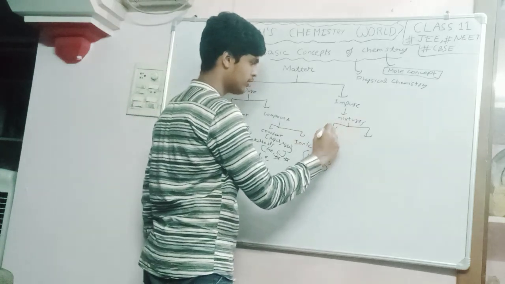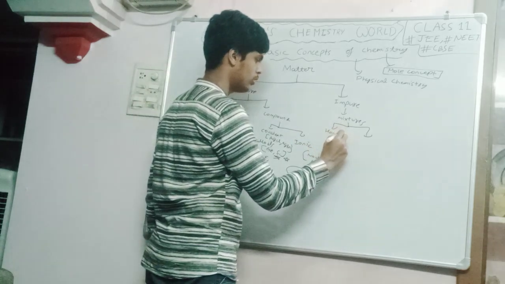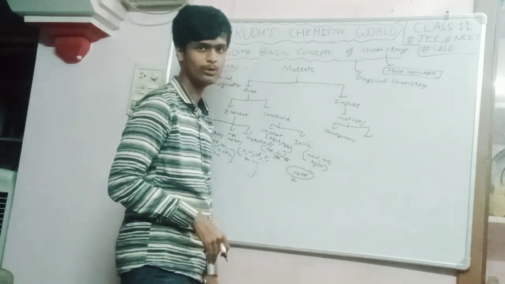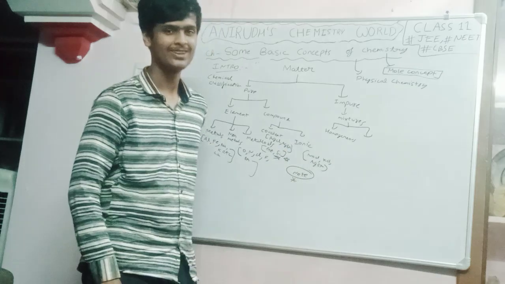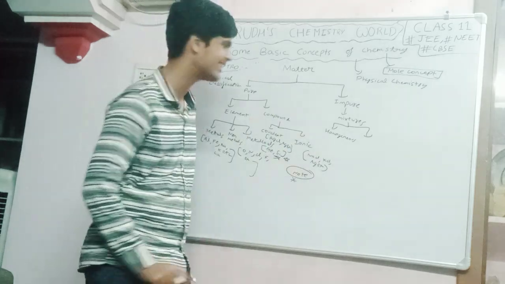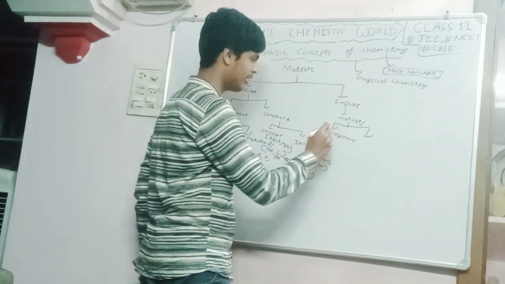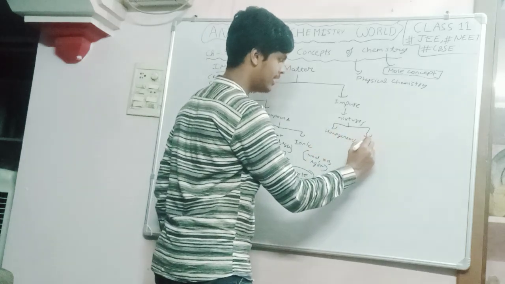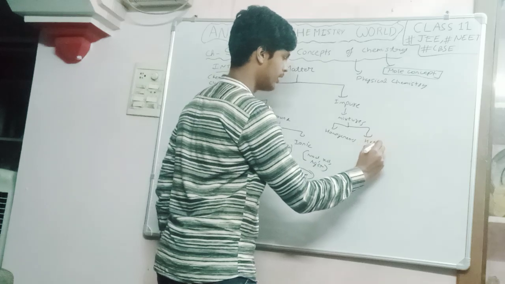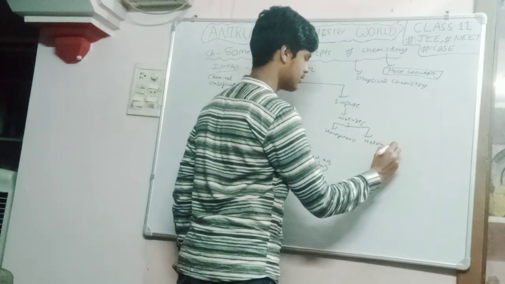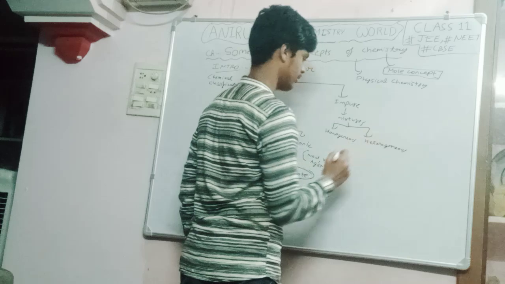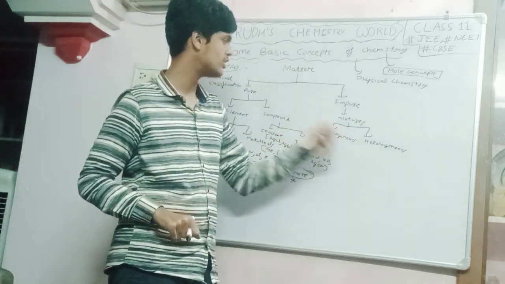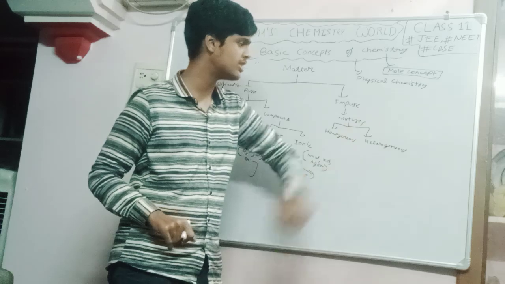In mixtures, you will be having homogeneous. The mixture name is homogeneous, it's easy to remember. Mixture's first name is homogeneous mixture, and the second one is heterogeneous mixture. The two types of mixtures are homogeneous mixture and heterogeneous mixture.